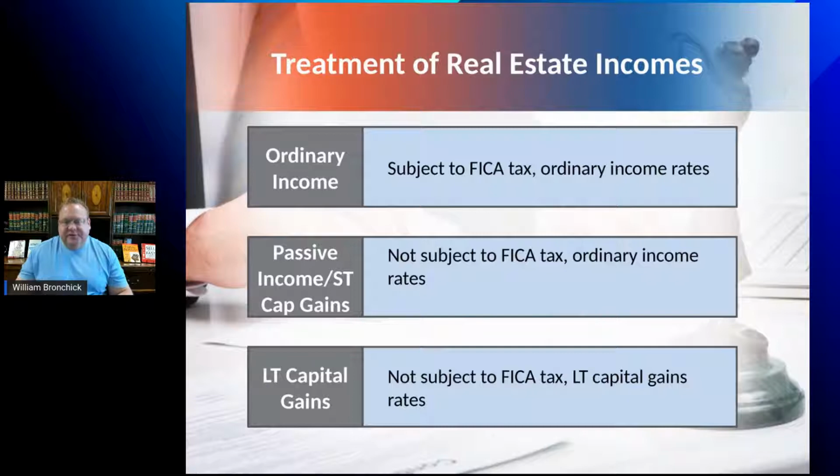Long-term capital gains: if you buy a property, hold it for 12 months or more, and then sell it a day later or a year later or 10 years later, it's a long-term capital gain, not subject to FICA, but subject to a lower rate than ordinary tax rates. And we're talking about all these as an individual, okay? And you say, well, I have an LLC, how does that apply? Well, we'll get to that. It may be the same thing in many cases.